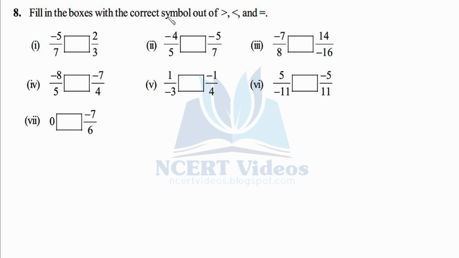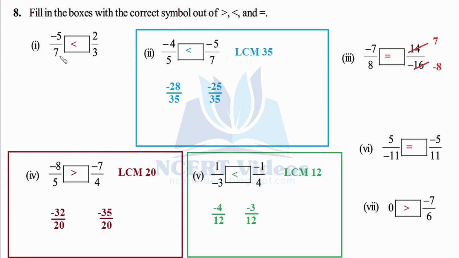Fill in the boxes with the correct symbol of greater than, less than, and equal. Number first, minus 5 over 7, it is smaller than 2 by 3. How did we come to this conclusion directly? Well, this is a negative number and this is a positive number. We don't have to go any further because negative numbers are smaller than positive numbers. Therefore, this rational number is smaller than this rational number.